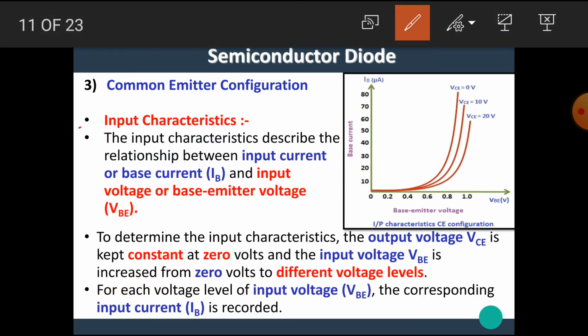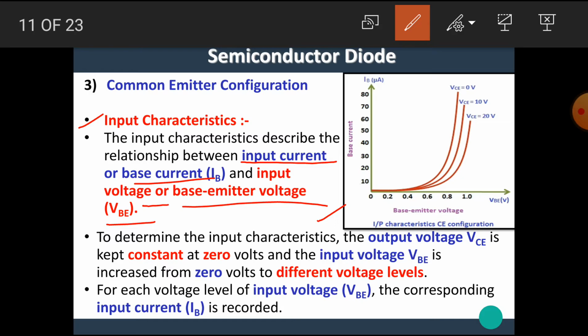Let's see the input characteristics of common emitter configuration. The input characteristics describe the relationship between the input current or the base current and the input voltage or the base emitter voltage. This is the input characteristics.